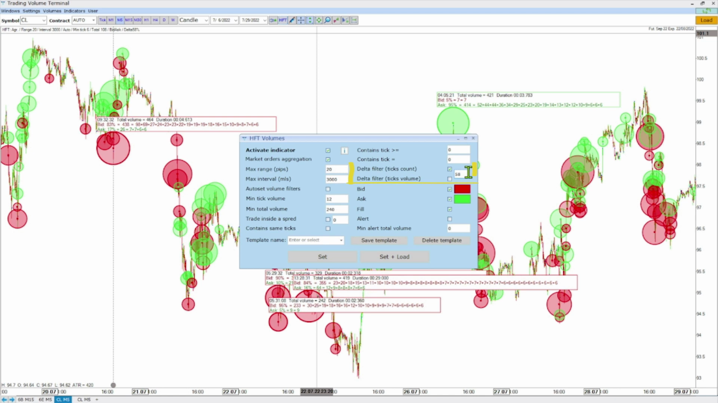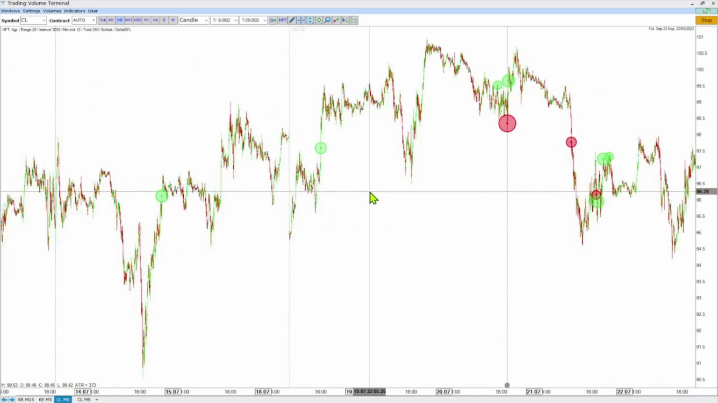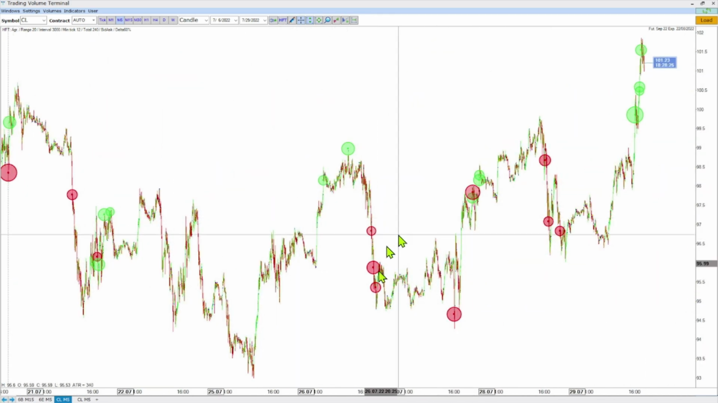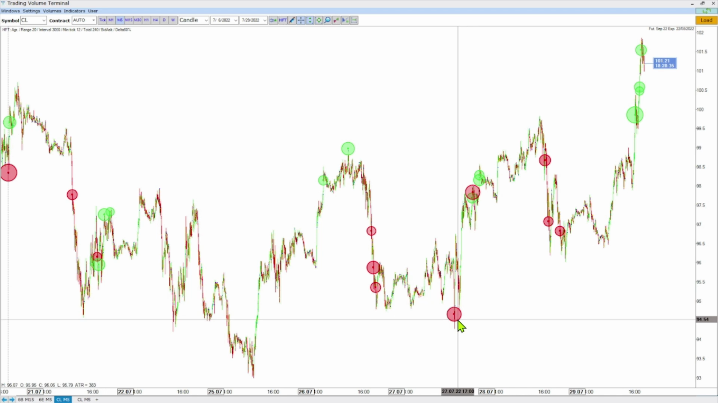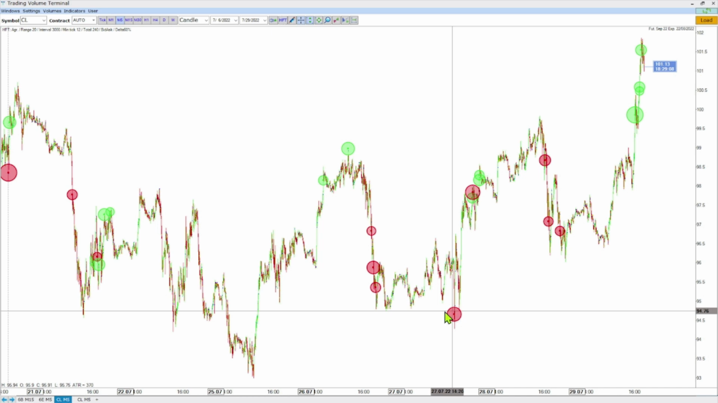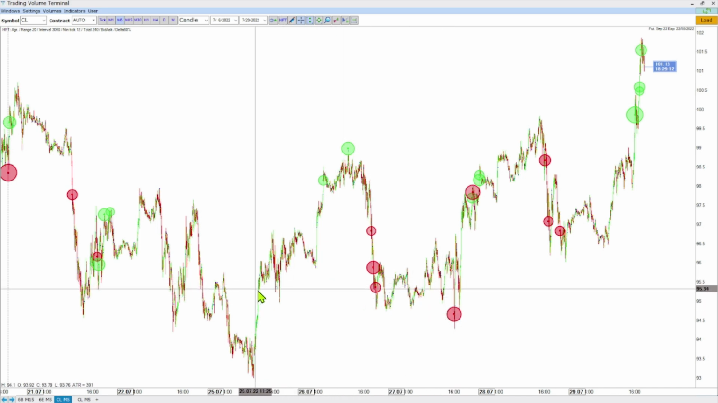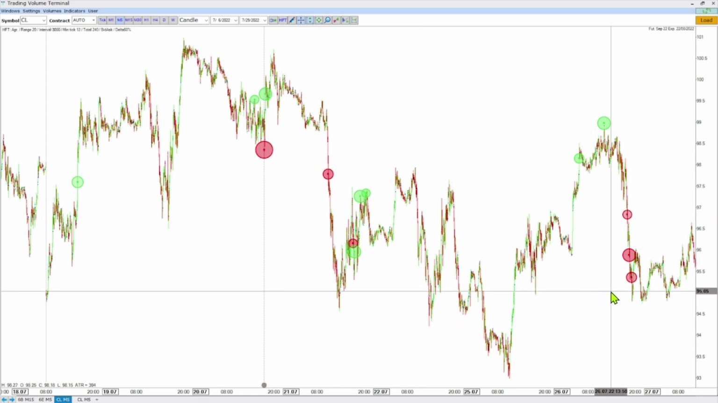The delta filter, most often I use like 60%. It is the preponderance between bid and ask ticks. I'm interested in imbalances, so if you are interested only in big chains, you could put 0 as the delta filter. But for me the delta filter is very important, so I put it, set plus load, and we see that the chart is much cleaner than before. The amount of HFT volumes has to be not a lot, but also not a little. Average is like 3 volumes per day.